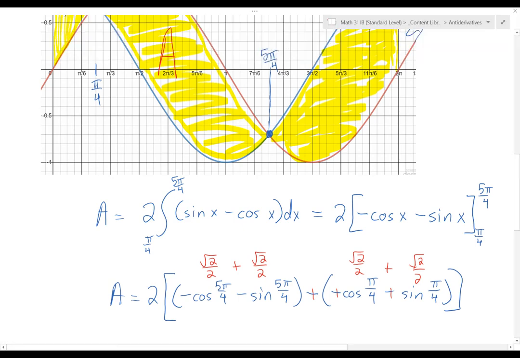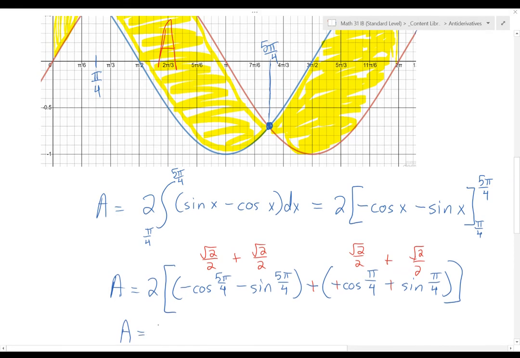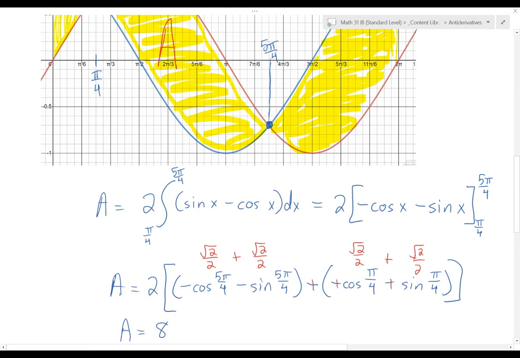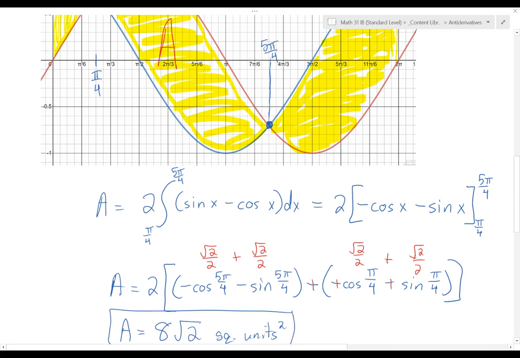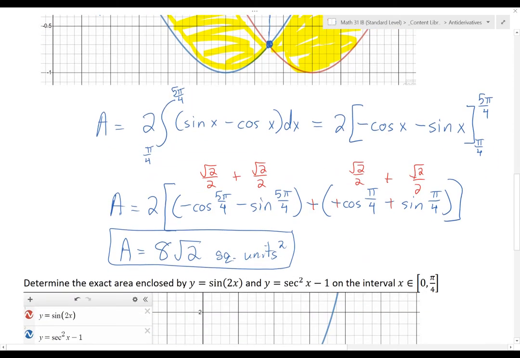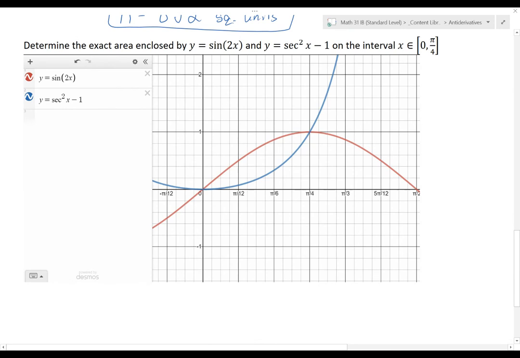So essentially what we end up with is 4 times root 2 over 2, which is just 2 times root 2. And we're doubling it, so the area is 4 root 2. I doubled it twice in my head by accident. 8 root 2 square units. That is the area between the curves. Even though that's a discontinuous area, as long as we use the intersection points to divide it up, we will find the right area.